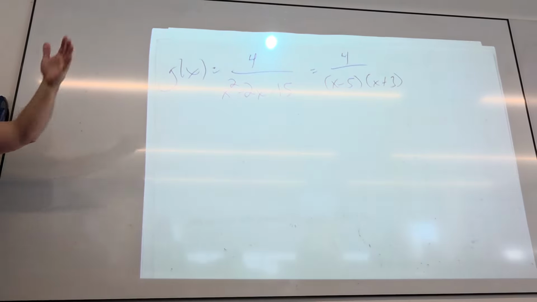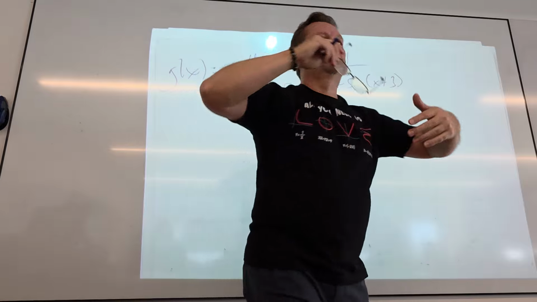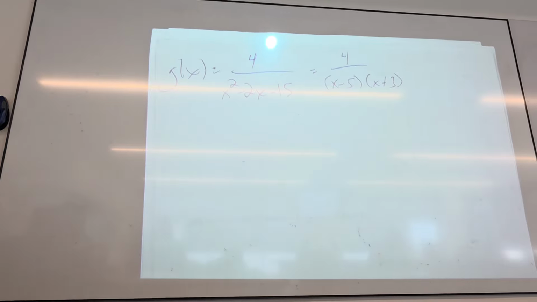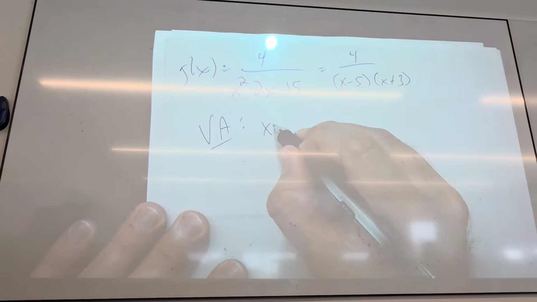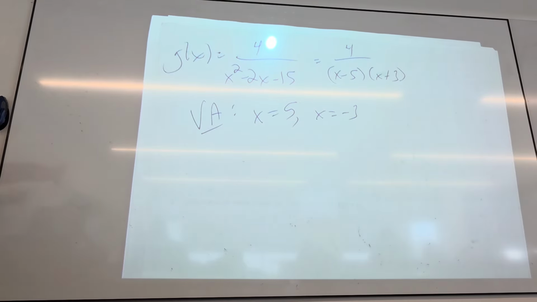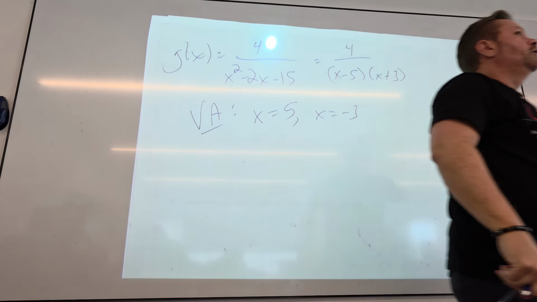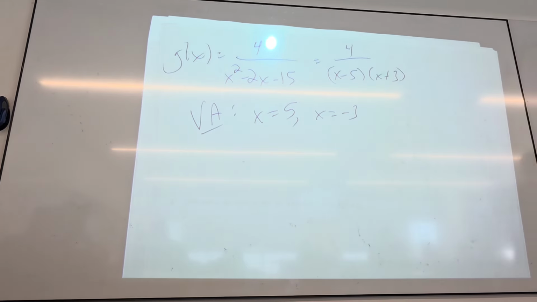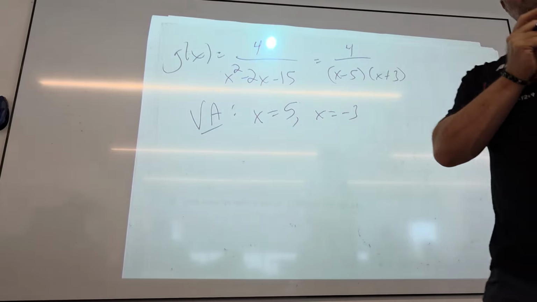Where will my vertical asymptotes be? 5 and negative 3. Now, I want you to notice the difference here. If I said, what's the domain, you would say x not equal to 5, x not equal to negative 3, correct? But if I say, where are the vertical asymptotes? Well, there's one at x equals 5, and there's one at x equals negative 3. So is vertical asymptote just another way of saying what's the domain? Yeah, vertical asymptotes are connected to the domain.